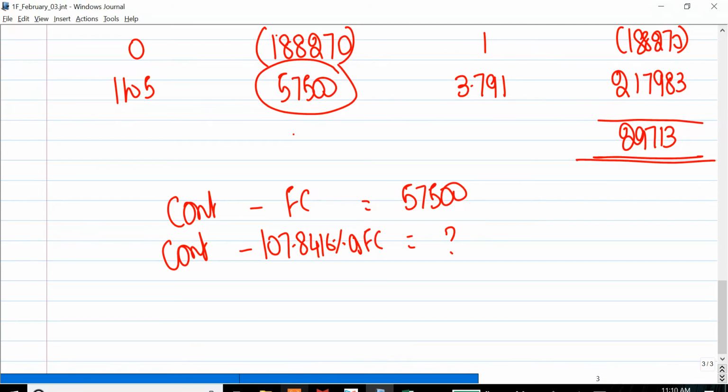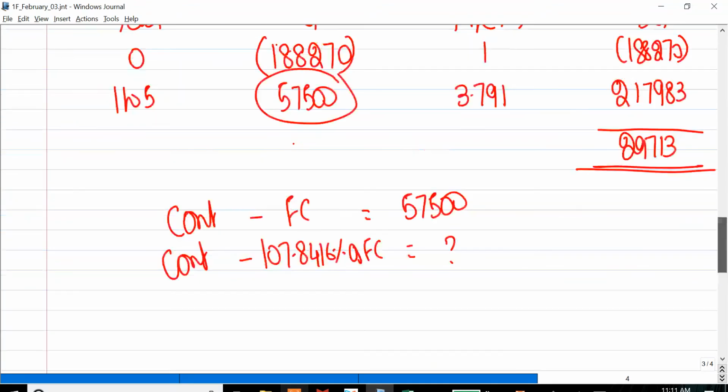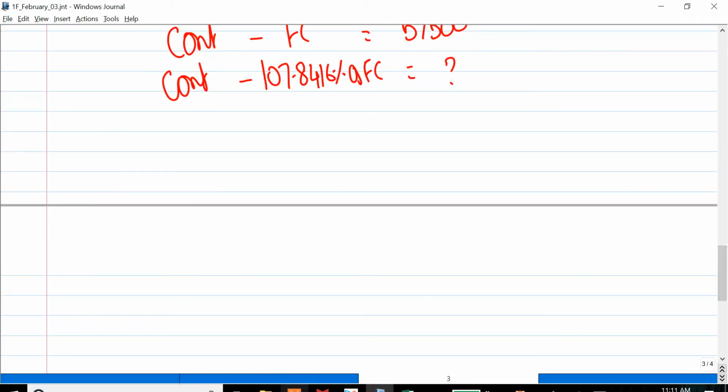Contribution minus 107.8416 percentage of fixed cost is equal to one number. What is that number? Because you are going to find out at what cash flow we are going to generate 0 NPV. So when I analyze that, I only consider that parameter, ignoring the other aspects. So next, working note 4, computation of fixed cost.